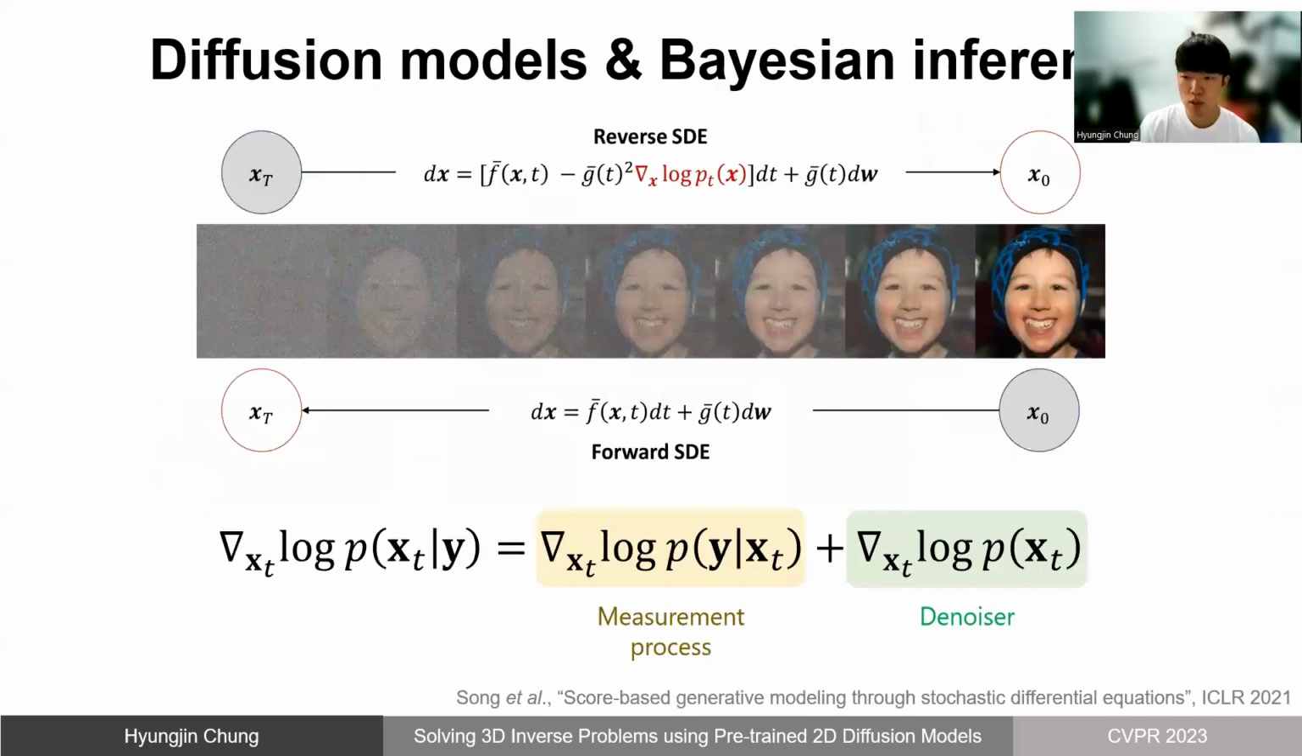This scheme can also be interpreted as a method of Bayesian inference, as the denoiser in the diffusion model can also be thought of as the score function, which is the gradient of the log prior. Hence, we can achieve posterior sampling by incorporating the data likelihood into the denoising scheme.